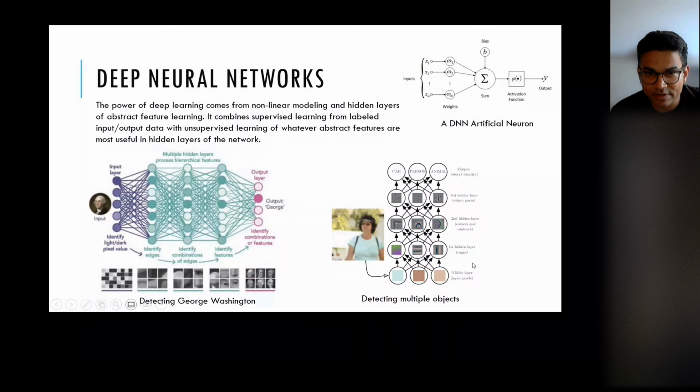Here's another example where this deep learning network can detect multiple objects in the same image, right? So here it's detecting a car, a person, and an animal in this picture. And that's a very complex problem, but it's able to break it down, right? It's able to learn these abstractions.